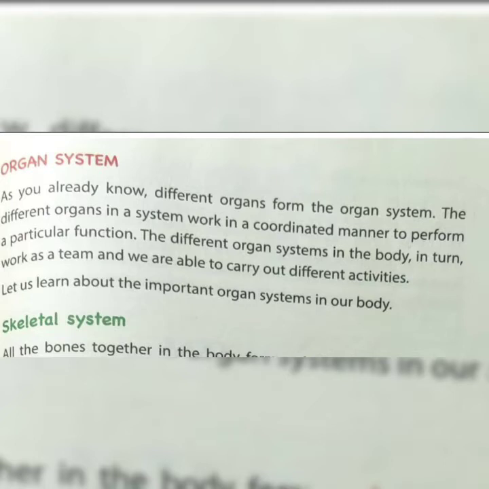Like different organs can work together to perform a common function, right? Like how the parts of your digestive system break down food. We refer to an integrated unit as an organ system. Groups of organ systems work together to make complete functional organisms like us. Okay? So let us learn about the important organs in our body.